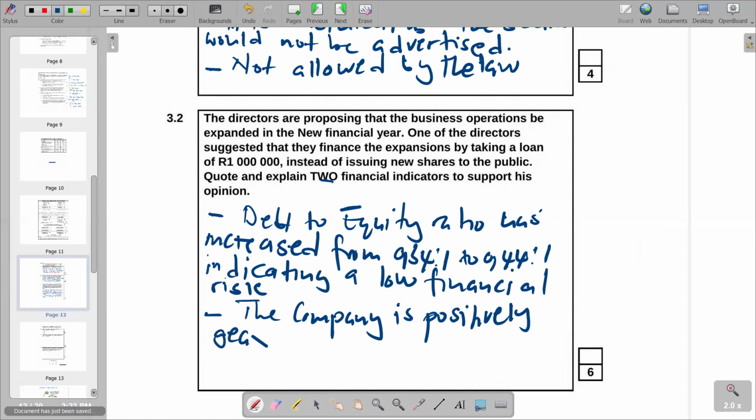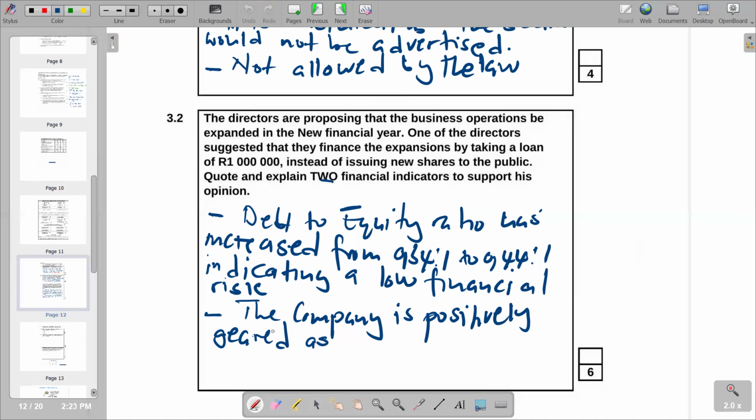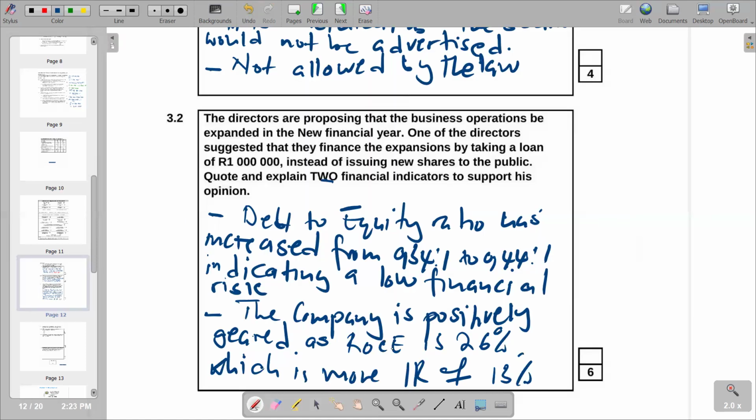The company is positively geared. We can check the return on capital employed as compared to the interest rate. We are seeing that the return on capital employed, which is the ROS, is 26%, which is more than the interest rate of 13%. So basically, that's the second point that you can put down.